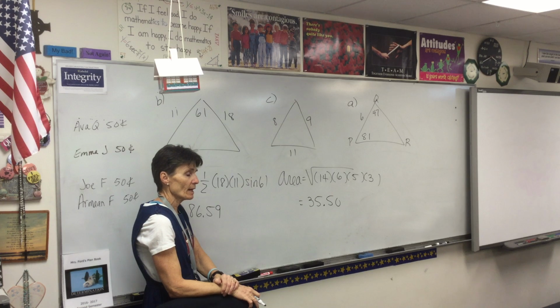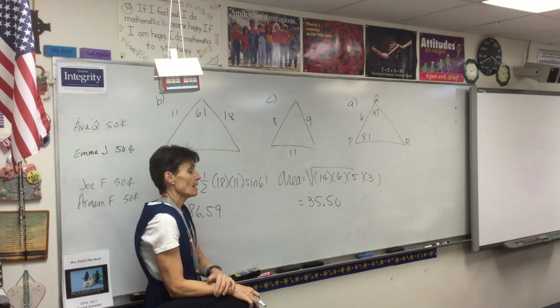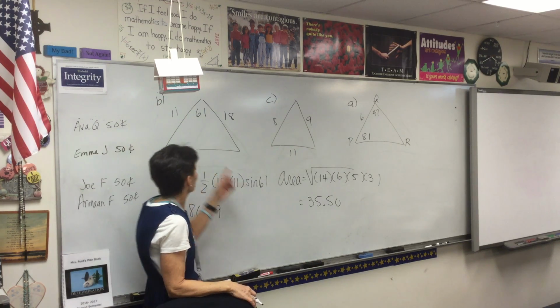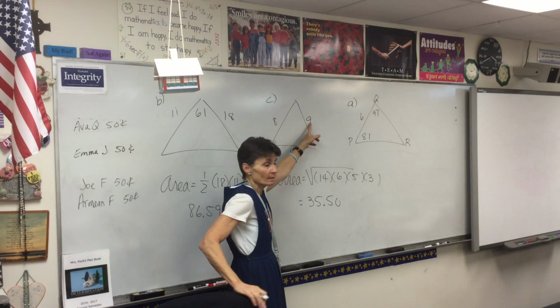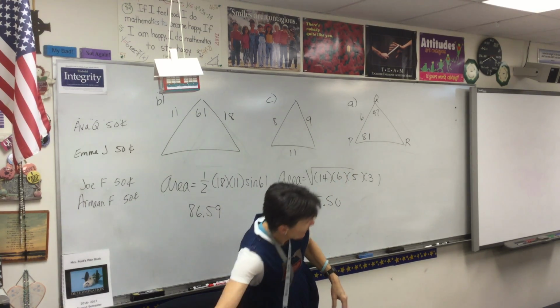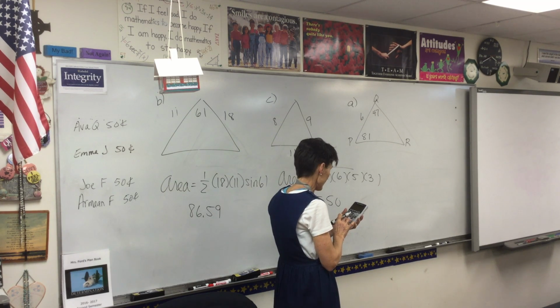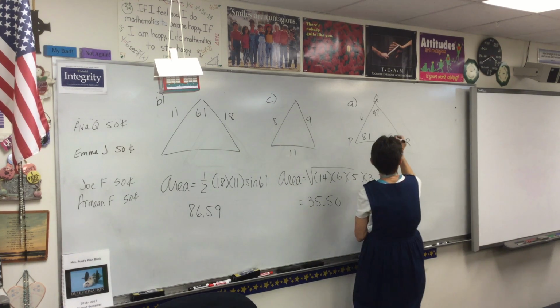Now, whoa, we're not done. We have one more problem to do. We have to do problem A. Now, what's wrong with A? It doesn't have what I need, right? I need this, or I need this. So what am I going to have to do here? I'm going to have to find that angle. So 180 minus 47 and 81. So this is 52.